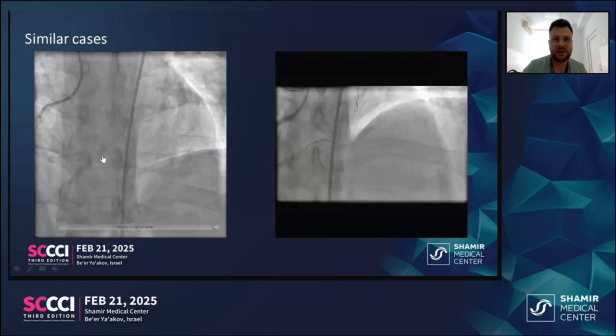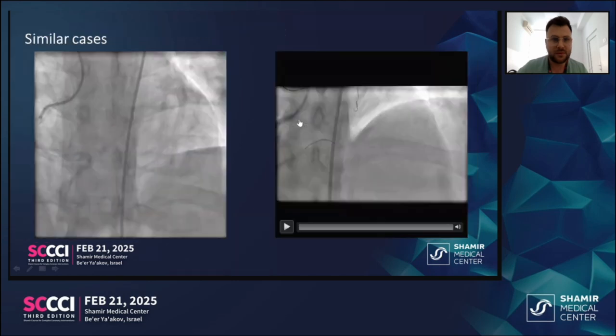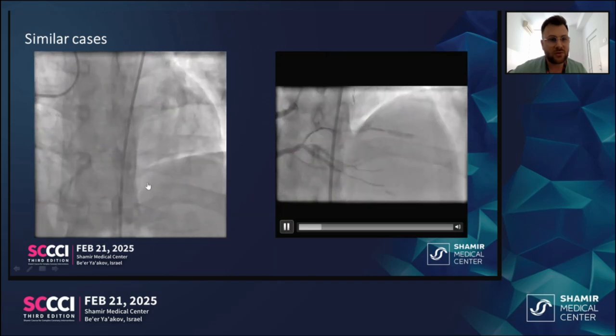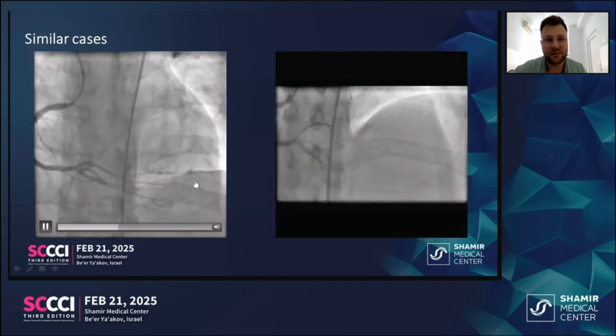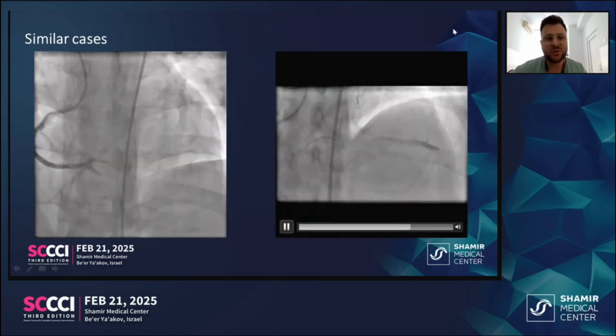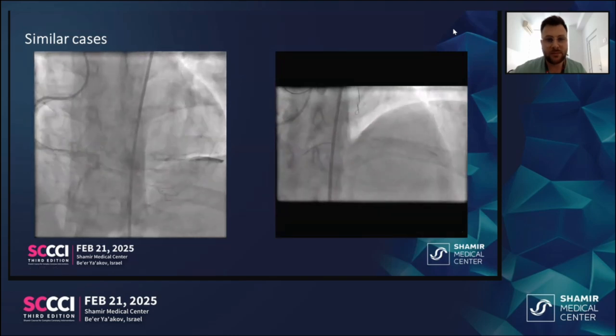Just a similar case. I hope I have the images. It's a similar case we encountered a bit later, I think last year. Also very interesting: during a CTO PCI of the right coronary, you can see again a distal wire perforation, but this time it's very evident that it's spilling into a vein. So this time you don't need to inject any bubbles, because the contrast appearance is clear. You can try to inject air. Yeah.